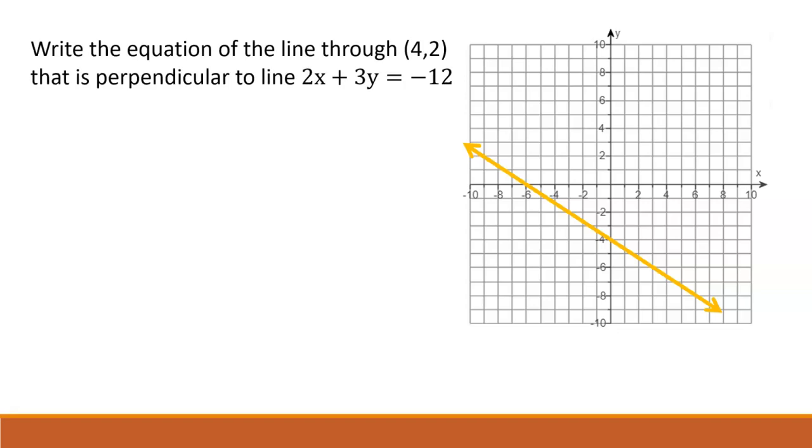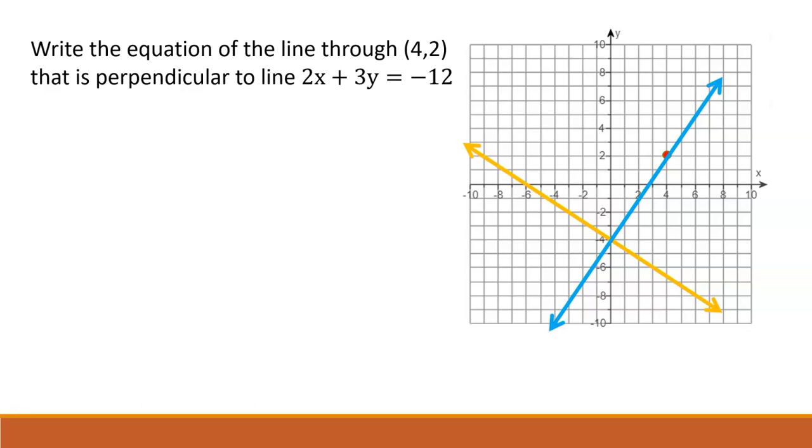Let's use that same line and write an equation of a line that goes through the point 4, 2 that's perpendicular to the line 2x plus 3y equals -12. Here's what that line that we're looking for would look like. We've got the point 4, 2, and a perpendicular line to the one we just graphed would be at a 90-degree angle. So the blue line is perpendicular to the yellow line.